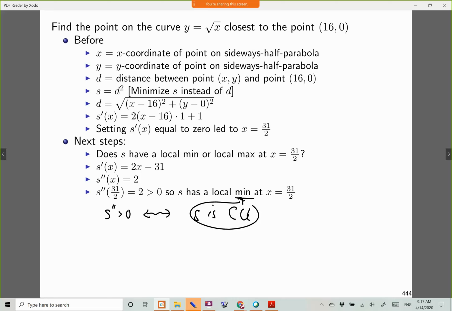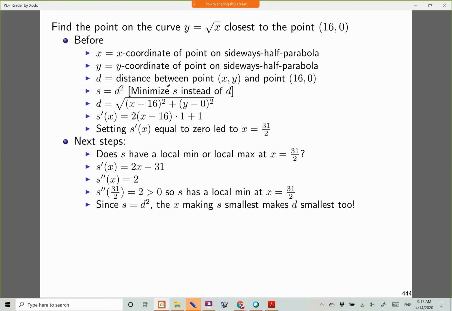So we know that this value of x is good in the sense that it makes the value of s small, and making s small is good because we were trying to minimize s. But s was d squared. Going back to the little experiment we did earlier with the collection of numbers that we sorted and squared or square rooted, the x value that makes s smallest makes d smallest also. So this value of x is the value that we want.